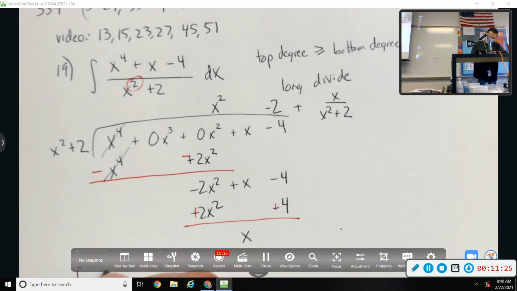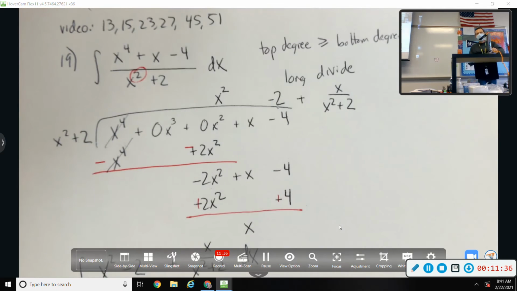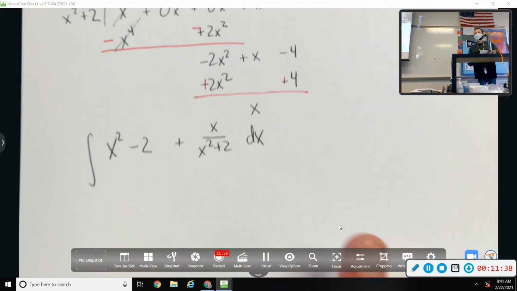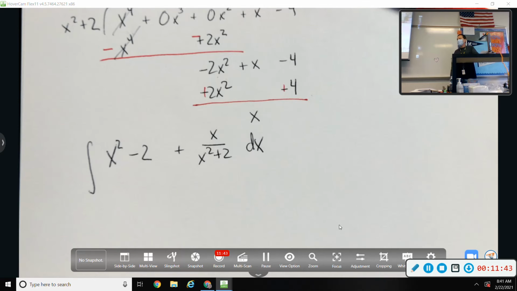So tons of algebra, but I'm left with x squared minus 2 plus x over x squared plus 2. Oops. And that is not my answer. That's the algebra part, but I haven't taken an antiderivative yet. I've not integrated. Again, that was a fairly common mistake on that most recent test. You do a lot of good work in the right direction, but you're not done yet because you haven't taken an antiderivative.